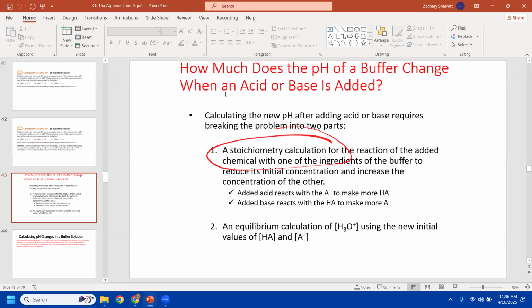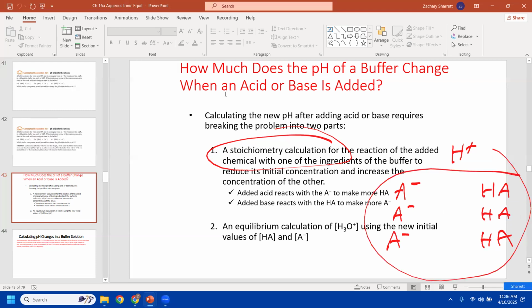If base comes in, so when there's A minus. So if we add acid and let's just say we have three A minuses and three HAs, would this be a buffered system, the circled part? Does it have the weak acid and its conjugate base? Yes, it does. So now when we add acid, what's going to happen to the acid, Bronson?